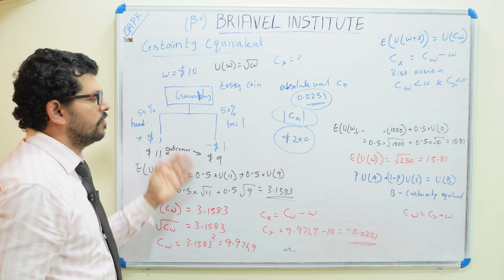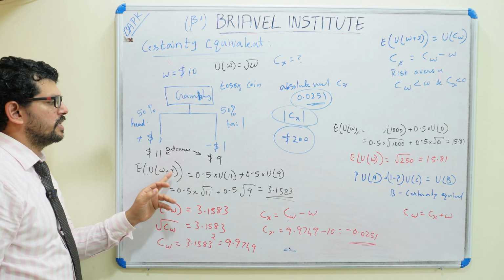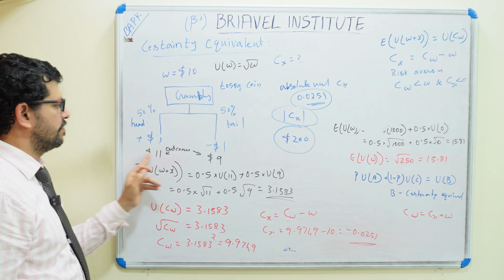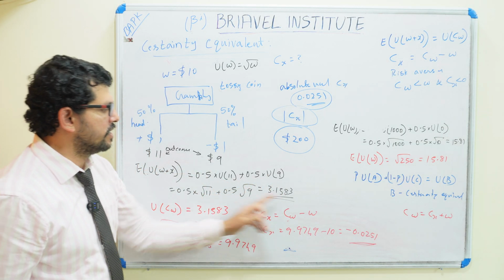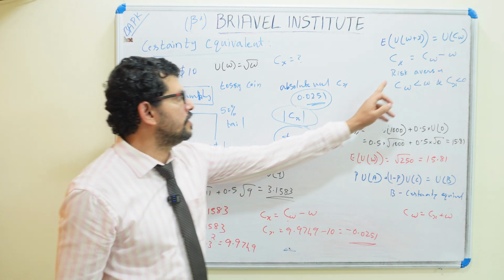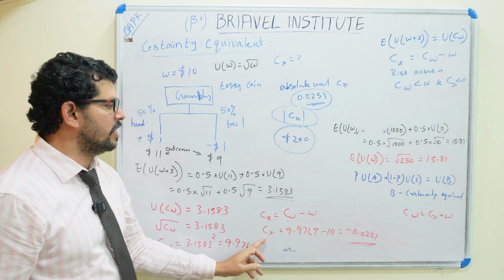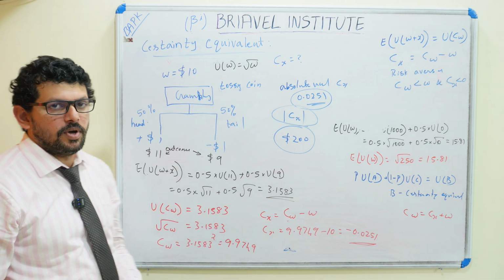Hope you understood how to solve this problem. This is very easy. We find the expected U of W plus H, substitute the utility function, and find the CW from this equation. Then we find the value of CS. Hope you understood about the certainty equivalent. Thank you.